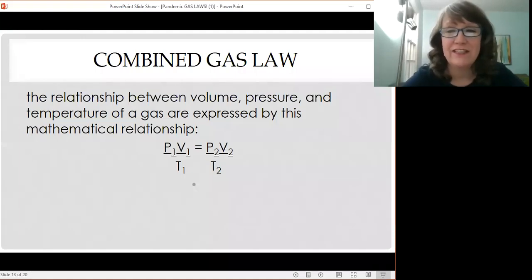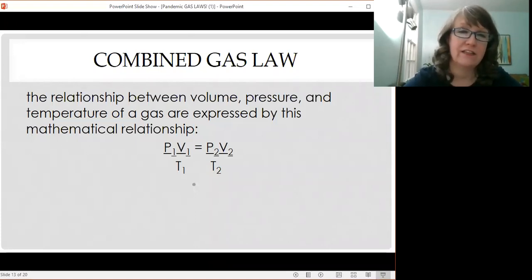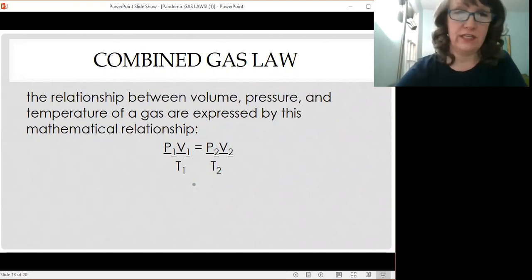Good morning. This is gas laws tutorial number 2, and I'm going to introduce one more gas law today. That's the combined gas law, which you can see on the screen in front of you.